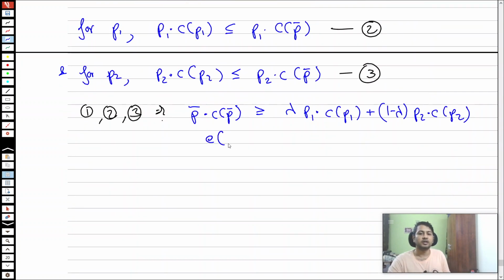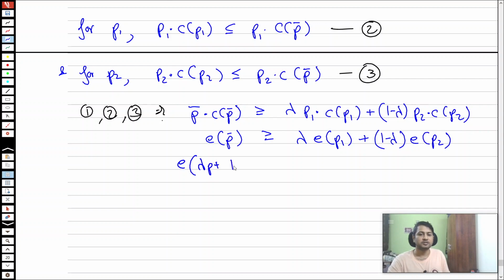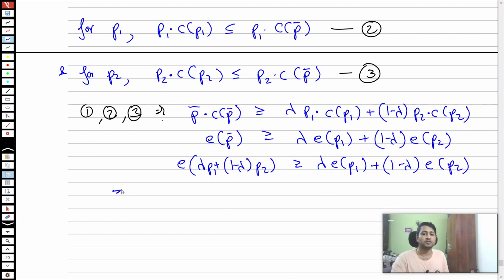Now this is nothing but the expenditure function at p bar. This should be greater than or equal to lambda times the expenditure function at p1 plus 1 minus lambda times the expenditure function at p2. So the expenditure function at lambda p1 plus 1 minus lambda p2 should be greater than or equal to lambda e of p1 plus 1 minus lambda e of p2. That's what we wanted to show, and that's what we have shown. So this implies that the expenditure function is concave. That completes the proof.